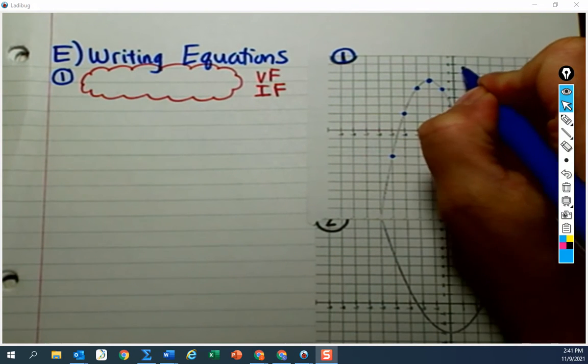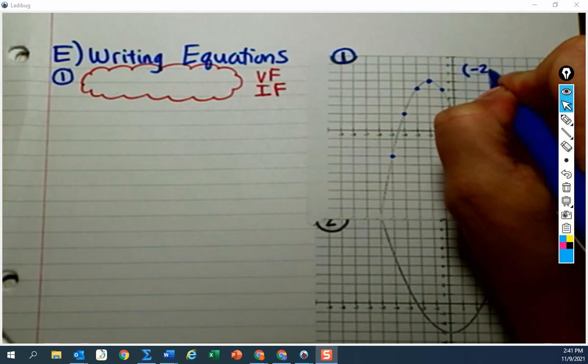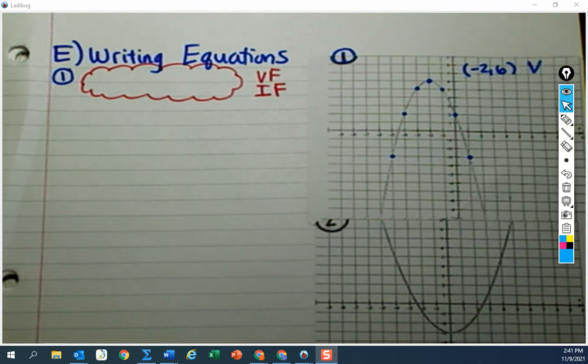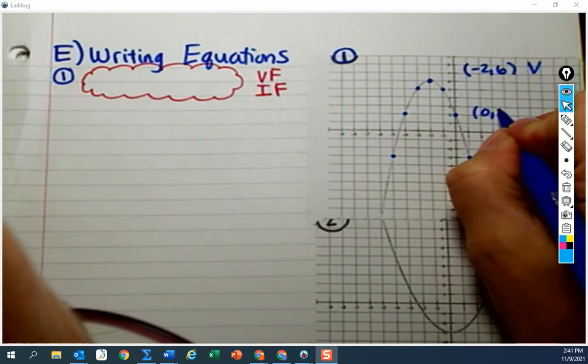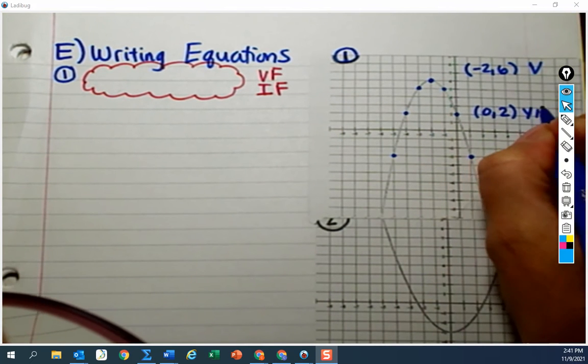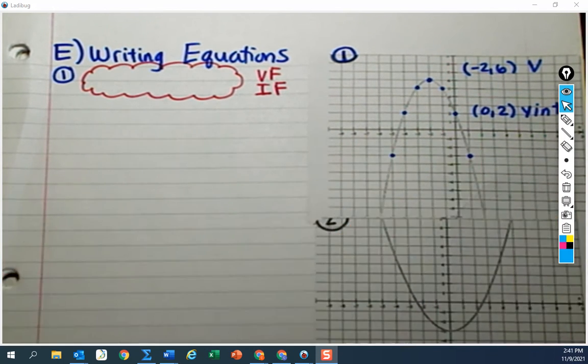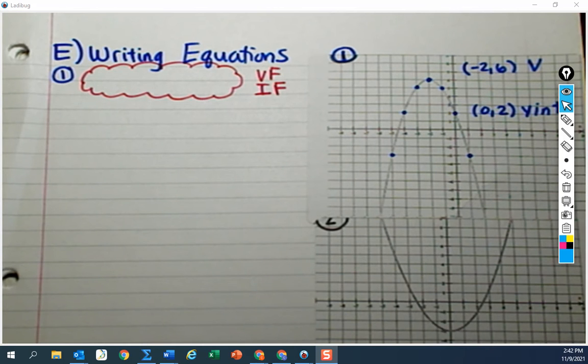And I'm actually going to label, so this is -2, 6, and that's the vertex. 0, 2 is the y-intercept. Okay, notice that I don't know what the x-intercepts are because they look like they're between points. They're between 0 and 1, and between -4 and -5. Okay. So, there you go.